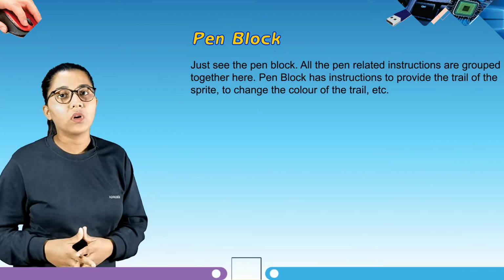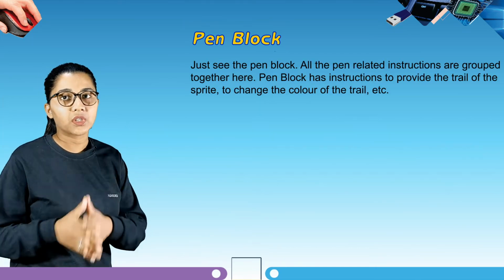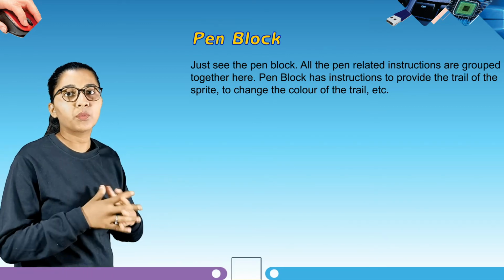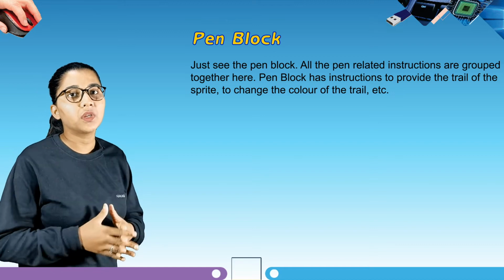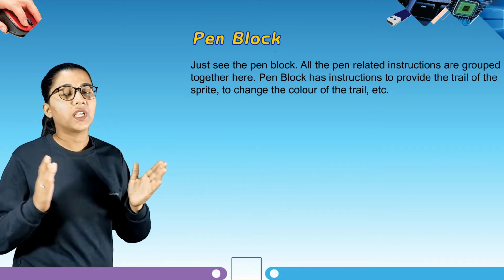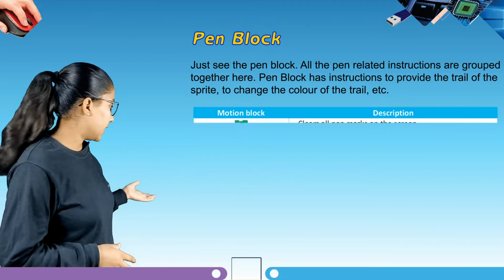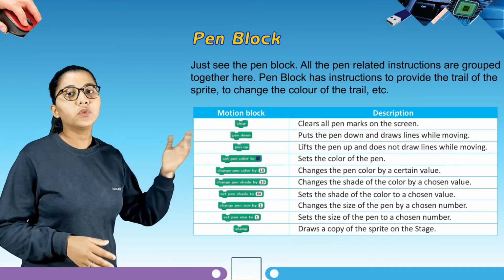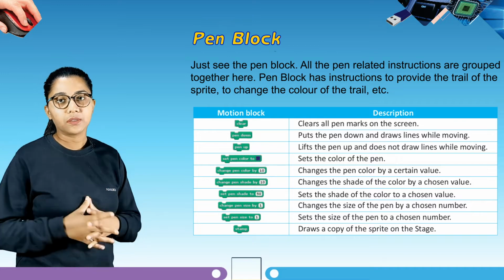Now we have pen block. Just see the pen block. All the pen related instructions are grouped together here. Pen block has instruction to provide the trail of the sprite, to change the color of the trail, etc. Now again some motion blocks and their description are given to you. You have to go through it by yourself and learn.